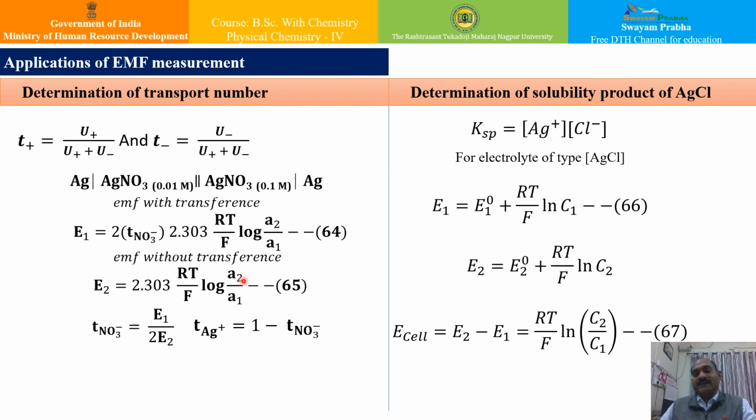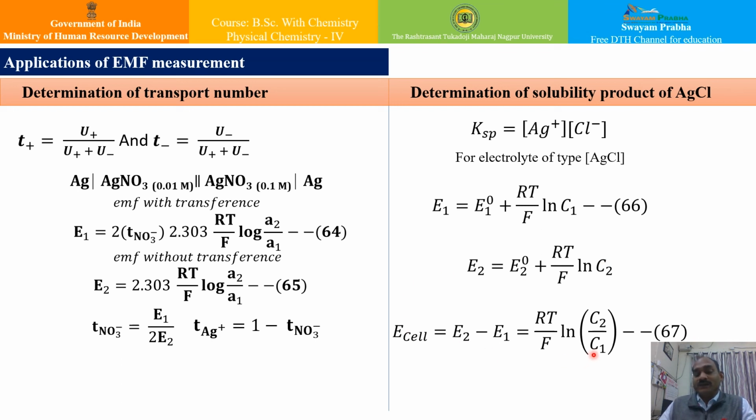Similarly, I can utilize the concept of EMF measurement for determination of solubility product. Say I can determine the solubility product of silver chloride. The solubility product is given by KSP equal to the concentration of silver ions times the concentration of chloride ions. Now this is an AB type of electrolyte, isn't it? The stoichiometry is 1:1. Now EMF E1 is given by this particular expression, and E2 is given by this particular expression. So I can find the EMF of the cell in this pattern.